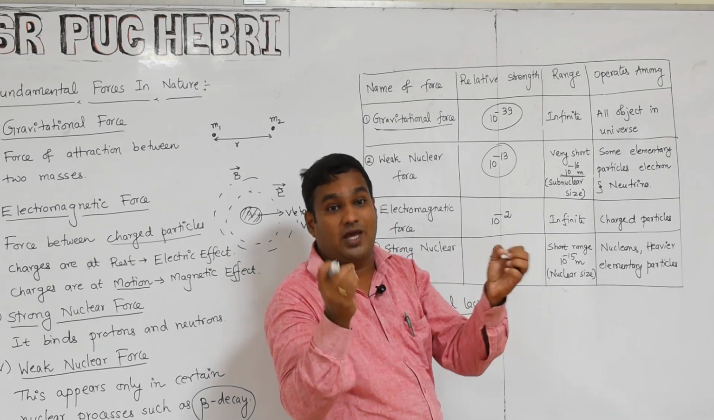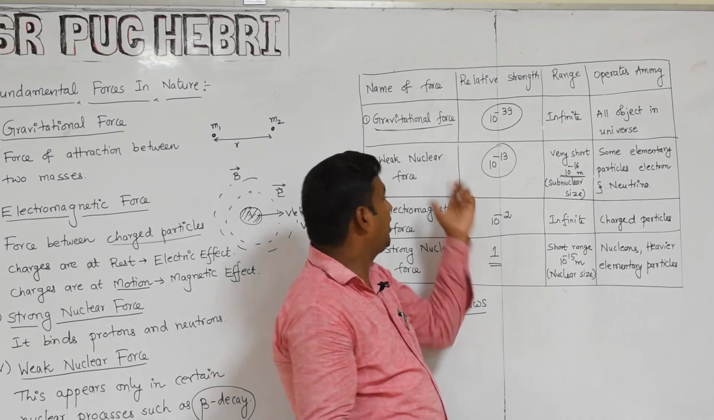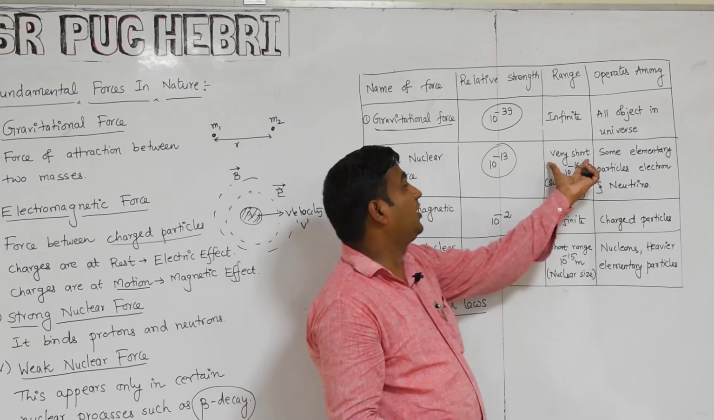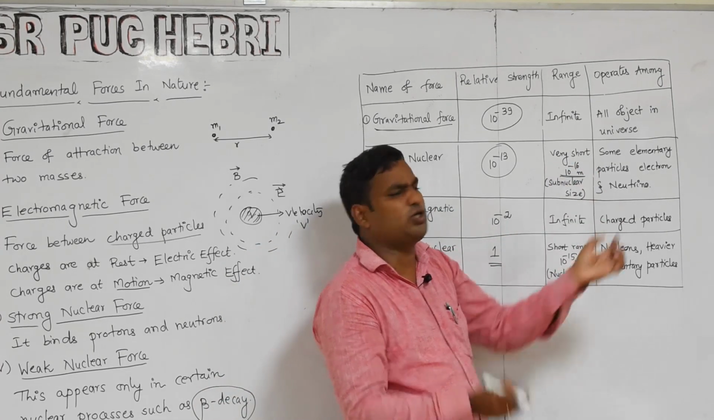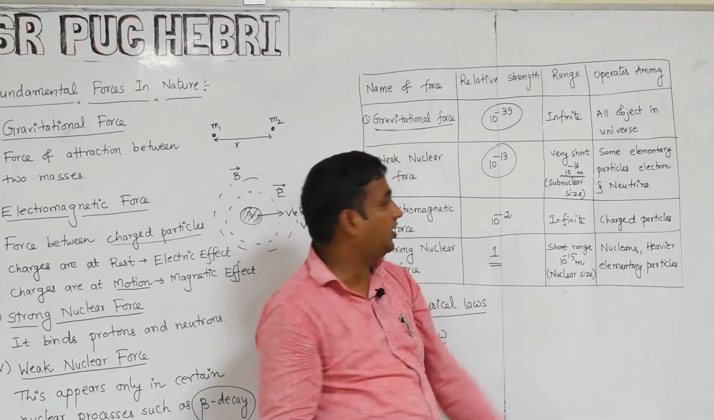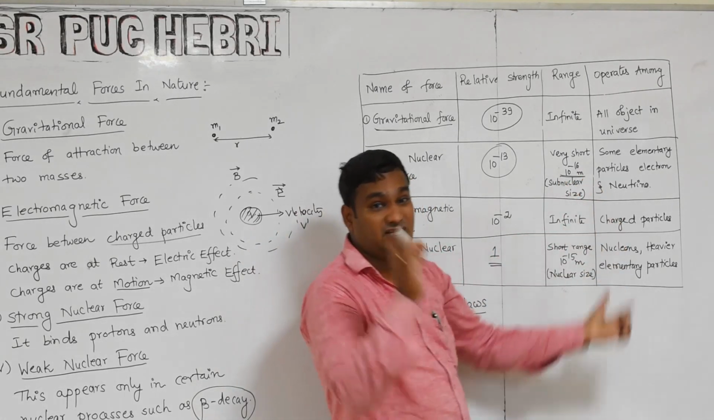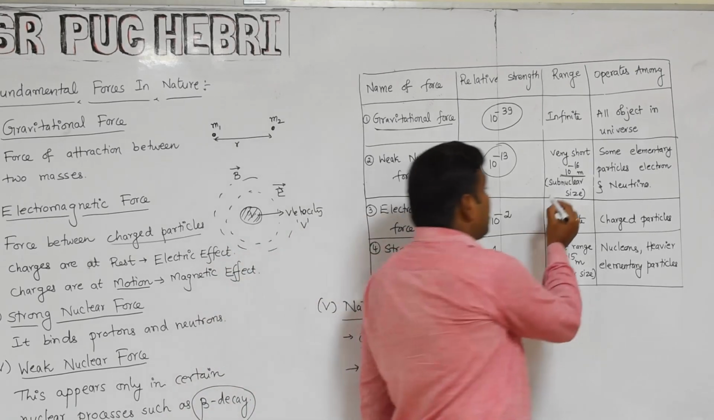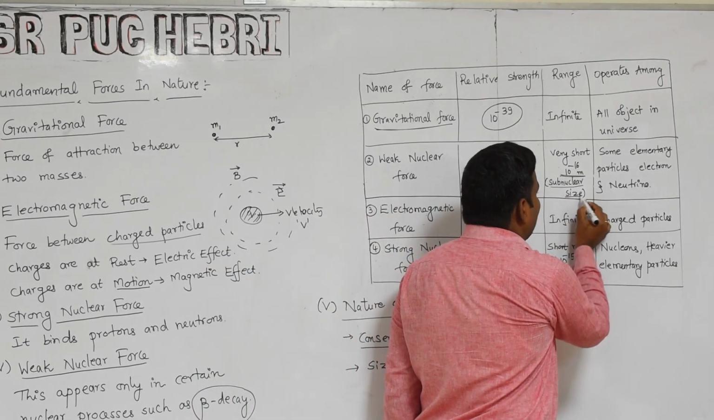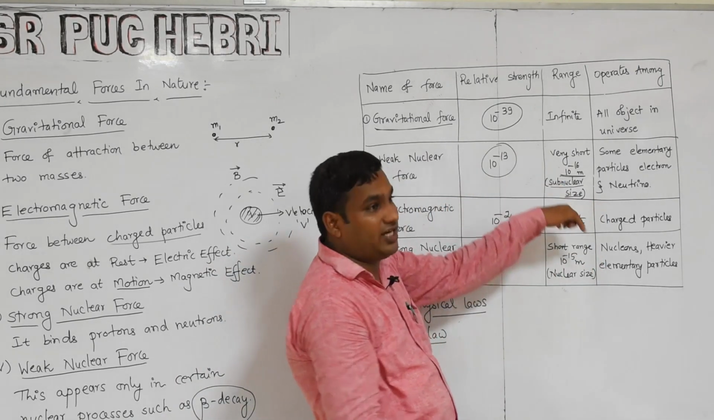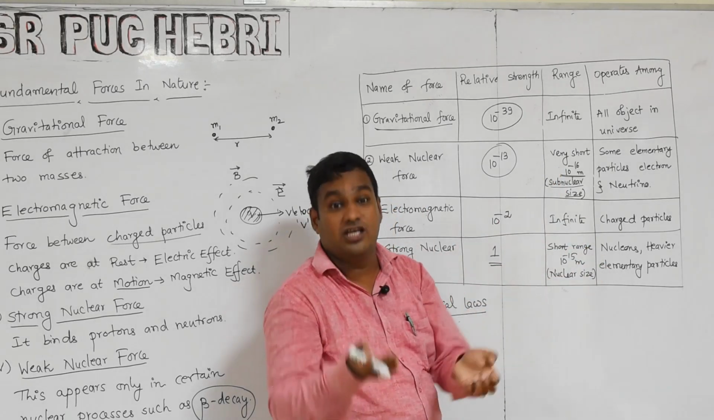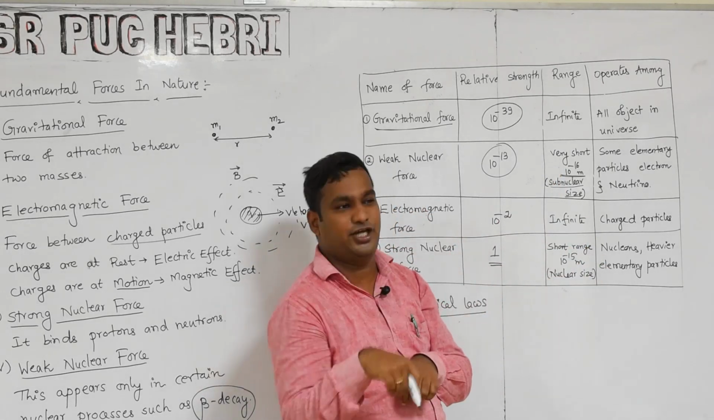10 raised to minus 12 gap, we can't see the weak nuclear force. We can see the weak nuclear force only for a very short gap between the particles, of the range 10 raised to minus 16 meter. That's why it is called subnuclear size. Under subnuclear size, not only nuclear size, inside a nucleus.